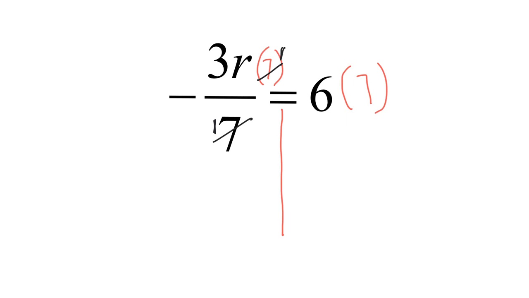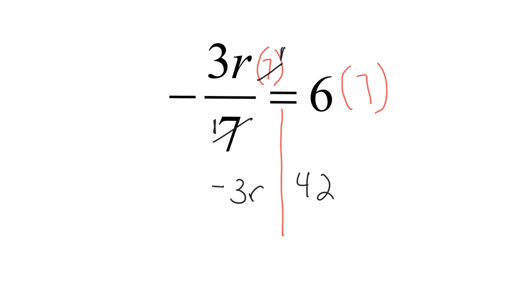So if you have a negative 3, remember that the negative goes with that 3, and you multiply 3r by 1, that would be negative 3r. So I'm going to bring down the negative 3r. I don't need the 1 on the bottom because in a fraction, it's just an invisible 1 on the bottom. And on the other side, I do multiply 6 and 7. And 6 times 7 is 42.